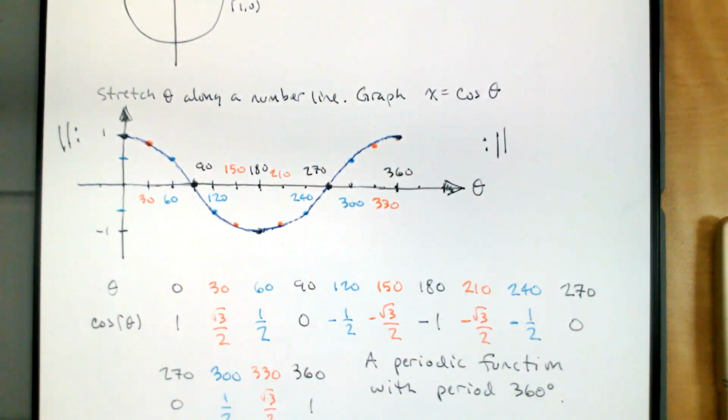Cosine of theta is a periodic function with a period of 360 degrees. Every 360 degrees is just a copy of the 360 degrees that went before it. Every day is just a repeat of the day before.